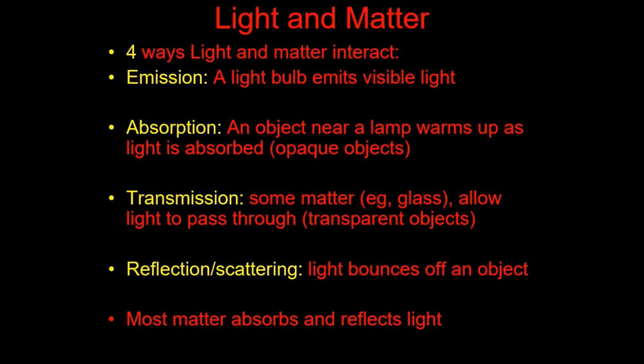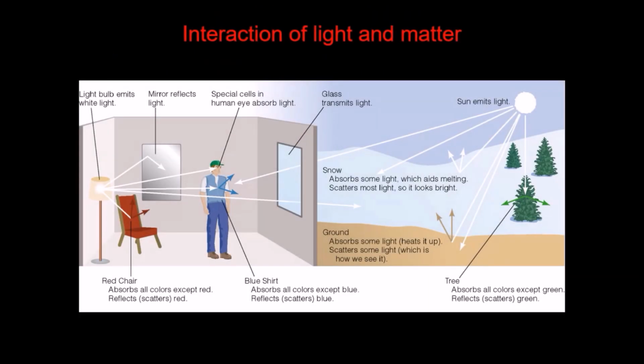Most objects will absorb and reflect light in some fashion. Everything you see with your eyes that is not emitting radiation, such as maybe a table in front of you or a wall, is essentially reflecting light and not emitting it, unless of course it's on fire.